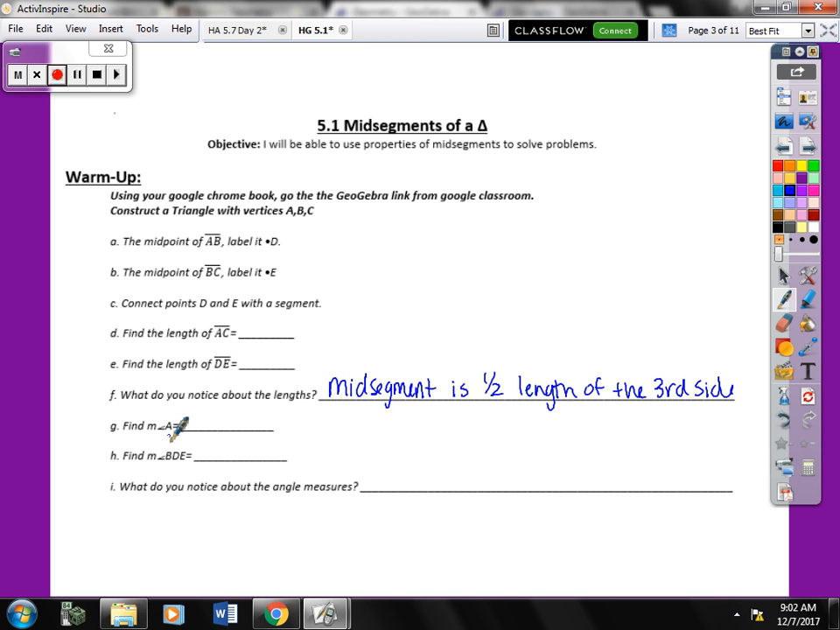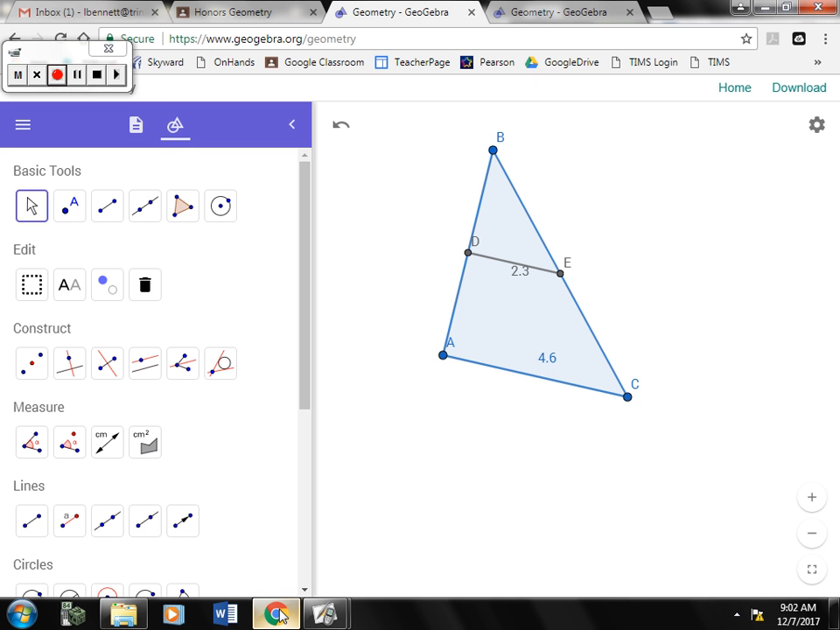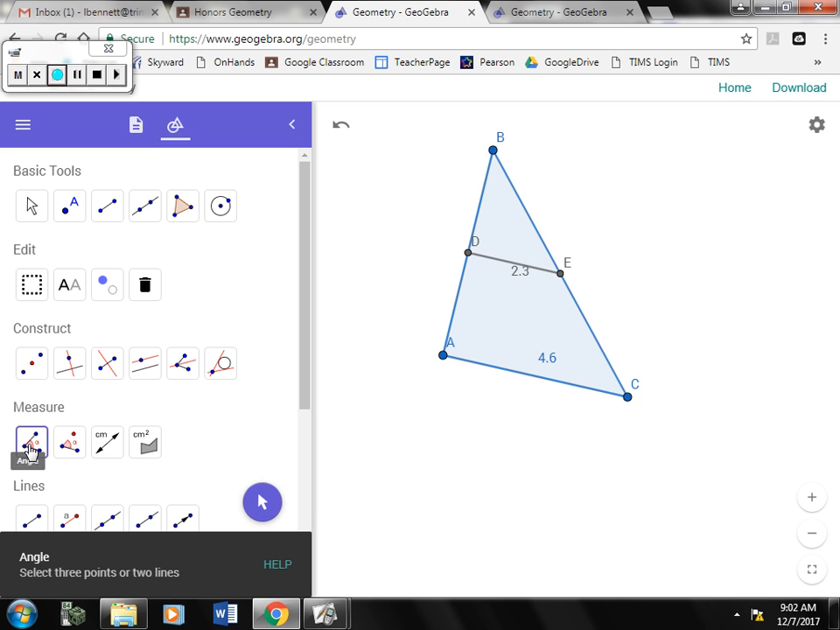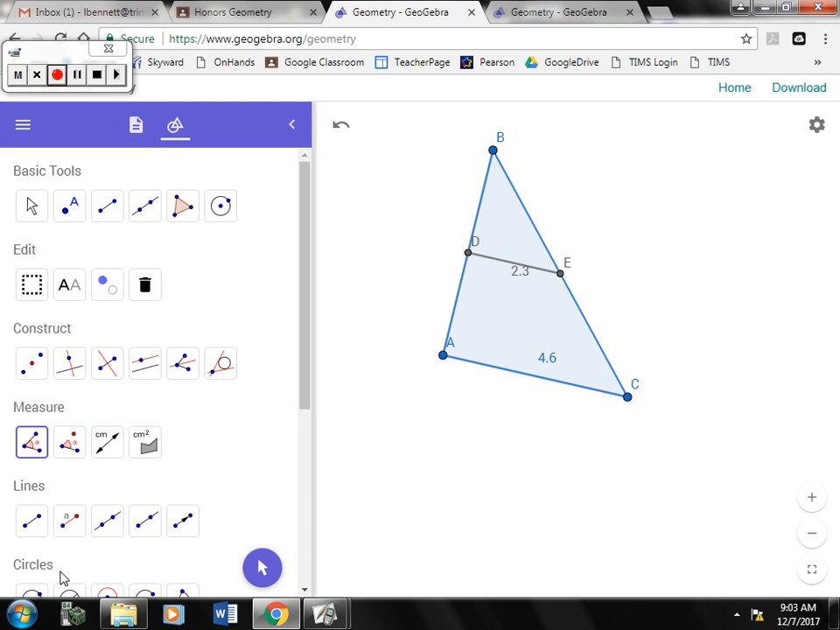We want to find the measure of angle A and the measure of angle BDE. To find the measure of an angle, you want to click this first one, and it'll tell you you need to select 3 points to trace your angle, just like we would name an angle. So to find the measure of angle A, we will have to select D, A, C. Mine comes out to be 89.1. To find the measure of angle BDE, you're going to trace B, D, E. You should notice that they are the same.